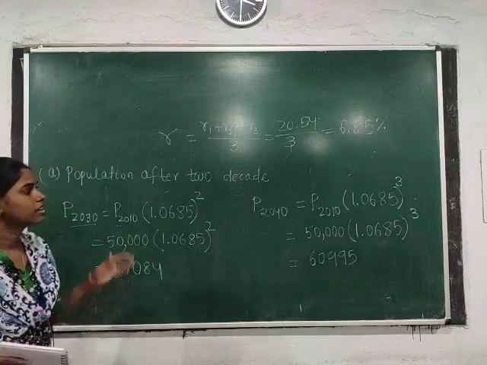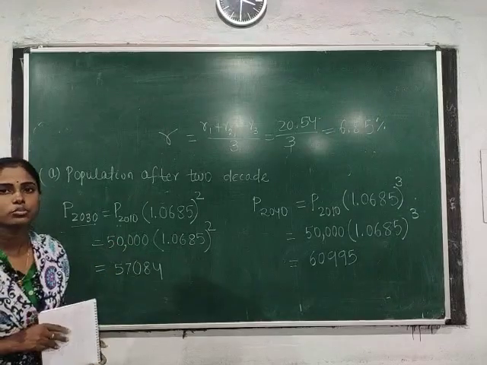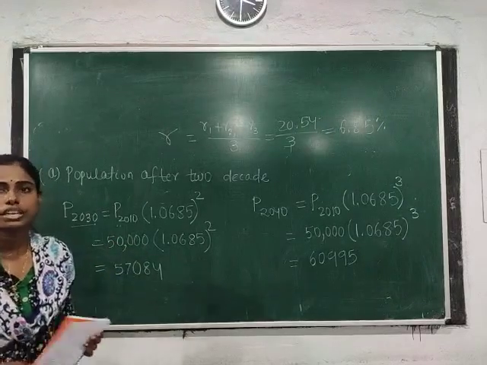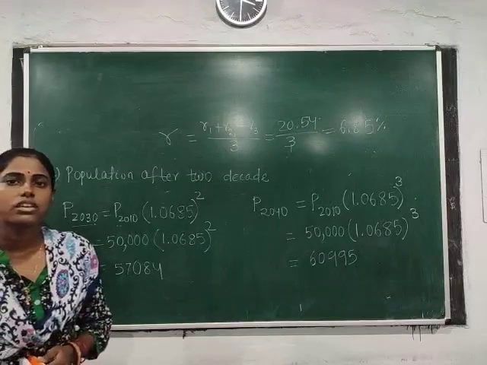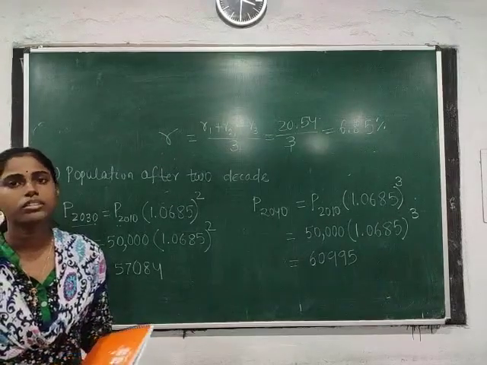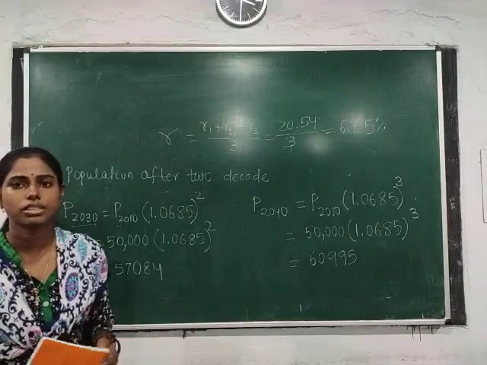So in this manner we will calculate the population in different decades using geometric increase method. In the next class we will study about the third method, that is incremental increase method. Thank you.